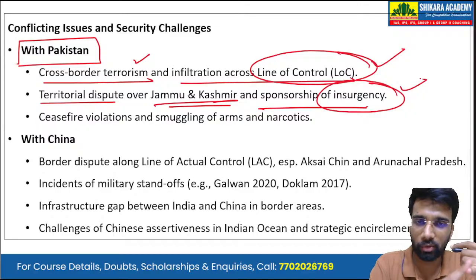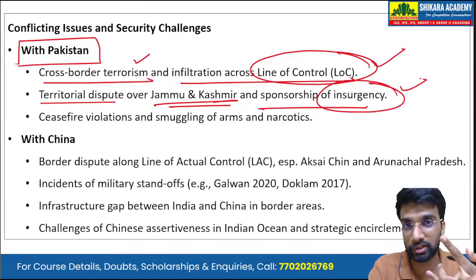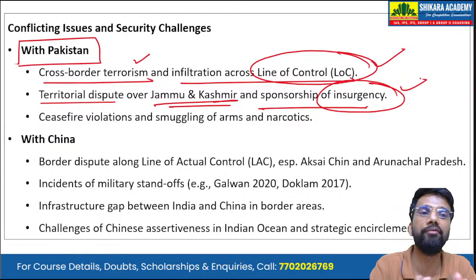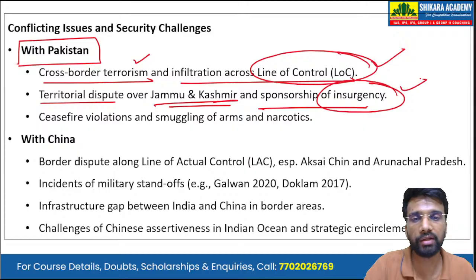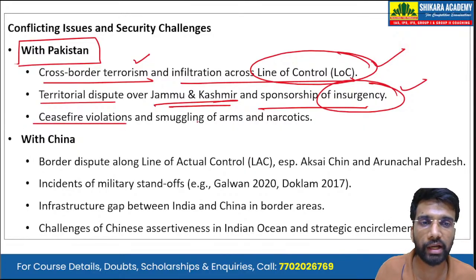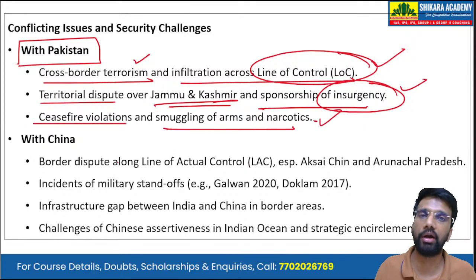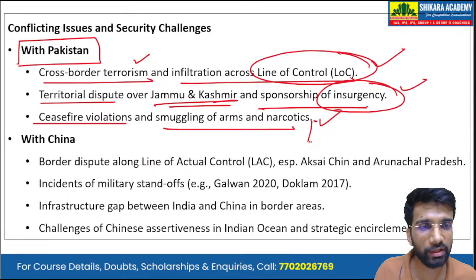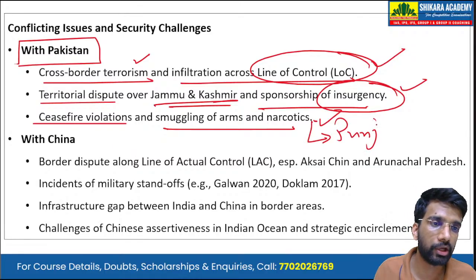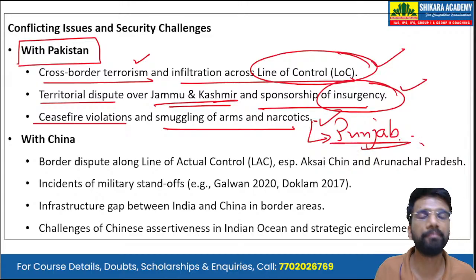So, what are the issues? First is the territorial dispute. Then there is cross-border terrorism. There is sponsorship of insurgency from the Pakistani side and infiltration from the Pakistani side along the line of control. And there are frequent ceasefire violations and smuggling of arms and narcotics, especially in the state of Punjab. The narcotic situation in Punjab is not so good.